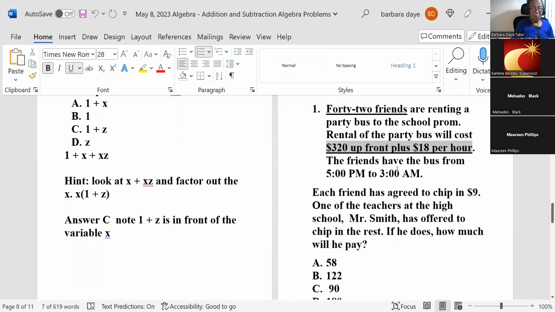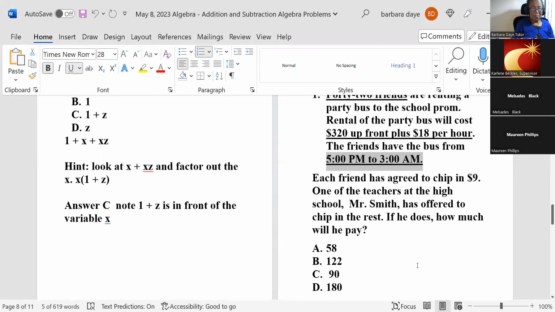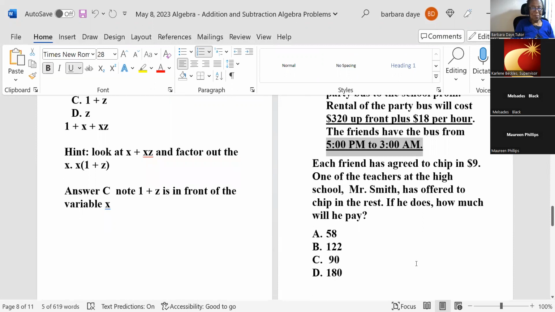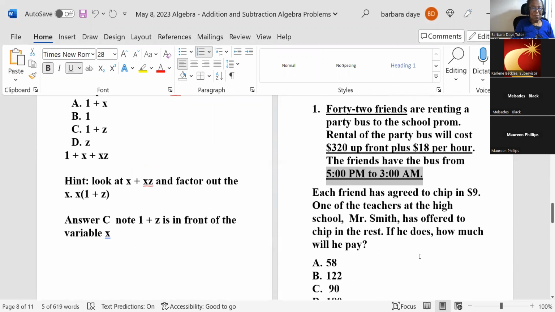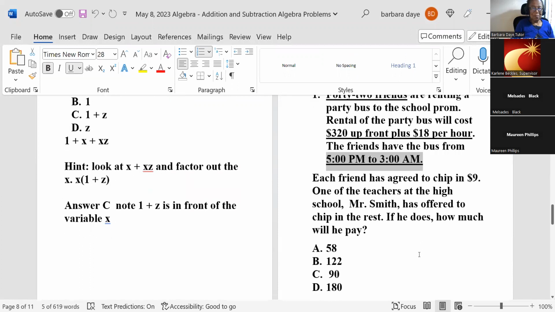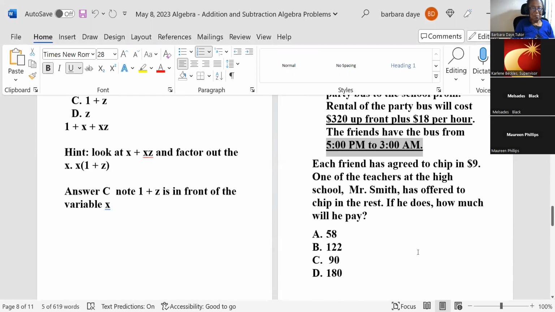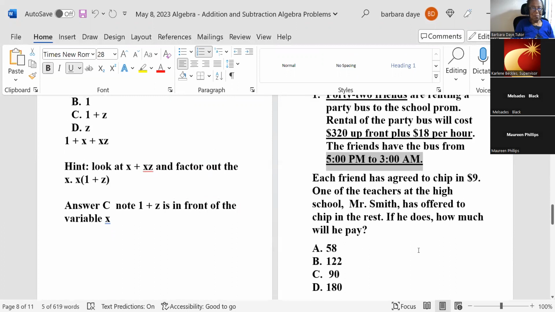42 by 9... 42 times 9 is 378. But it's $9 per person, right? So you subtract the 378 from the 320 and you get 58. So the answer is A. Yeah.